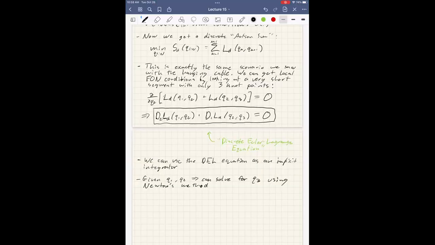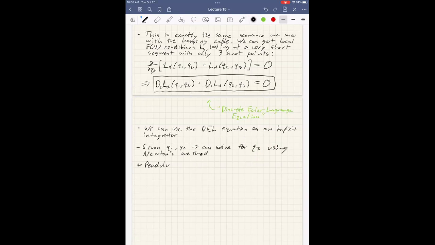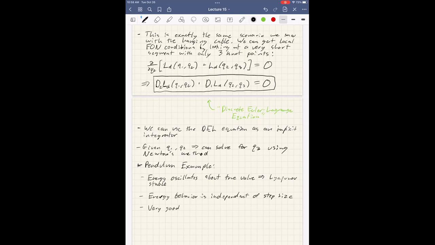Okay, so what is there to say about the pendulum thing? Energy oscillates about the true value. So you can prove these things are Lyapunov stable. And interestingly, this energy behavior is independent of the step size. So you can take really big steps with these methods and it won't do crazy things, which is nice. So these are very good, as a result, for long-term simulations.